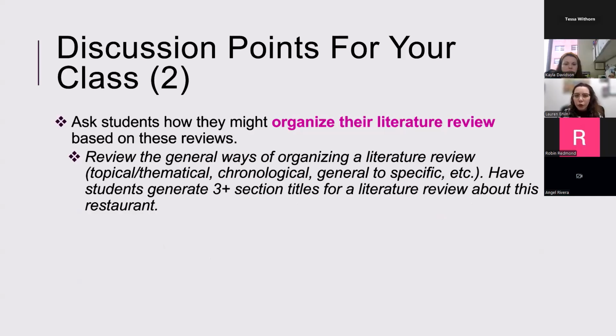I have some slides reviewing how literature reviews can be organized, like thematically or chronologically, or based on schools of thought. You could go over that first and then have students come up with three titles of the sections of their literature review. There might be a section on the food at Ramsey's, the service, the ambiance, or someone might come up with positive remarks for one section, negative remarks for another, and then neutral remarks.